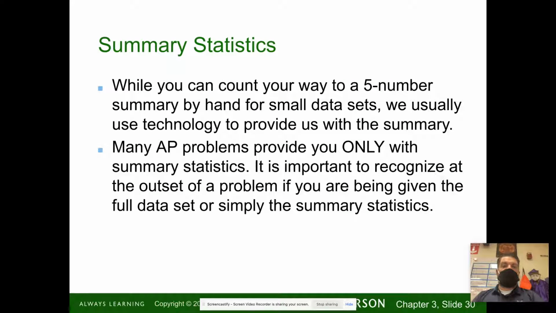So to summarize what we're going to be doing in this chapter: you can use a 5-number summary on small data sets. There's a lot of good information on that. Many AP problems provide you with only summary statistics. So it's important to recognize at the onset of the problem if you're being given the full data set or the summary. So there's a lot of manipulation of the data. You can get a lot from the summary, or you can calculate the summary from the whole data set. The problem with giving somebody the whole data set is that it takes a long time to enter the values into your calculator.